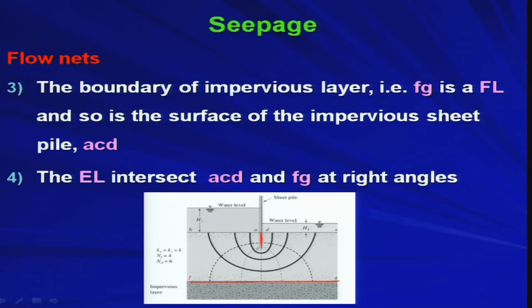Now, the equipotential lines intersect ACD and FG at right angles. So, whatever equipotential line is intersecting the line ACD as well as FG, they will be making 90 degrees. As you can see, they must be 90 degrees. So, this is also 90 degrees, this is also 90 degrees and so on. So, these are the things that must be satisfied, then only you can say, okay, this is the right flow net I have constructed.